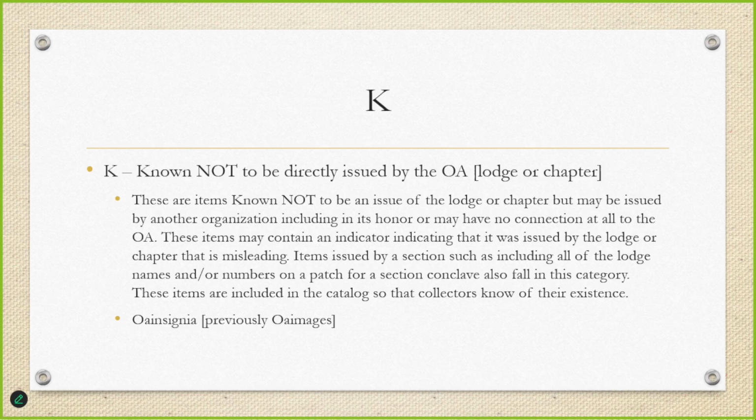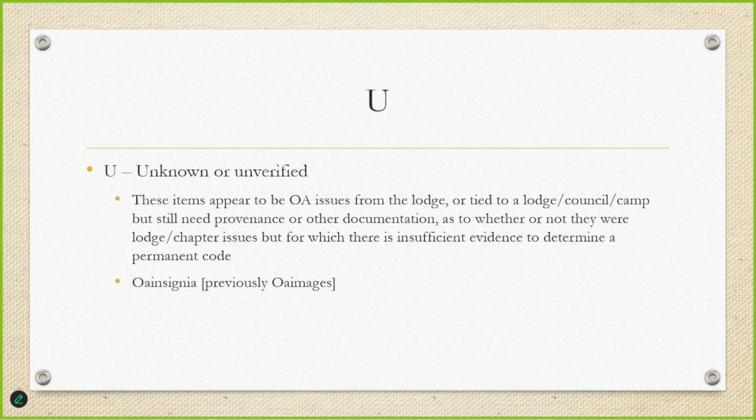One of them would be, let's say there's a troop patch from the area and they have the lodge totem on it. They would list that as a K, at least in concept. We know it wasn't issued by the lodge, but someone might come across it and see this totem and think it's a lodge issue. That's kind of the logic here. And this is going back to the previous definition of Y from 5th edition being too broad. They're trying to separate it out. Then you have U. This is another of the separated out parts of Y, which is unknown or unverified.